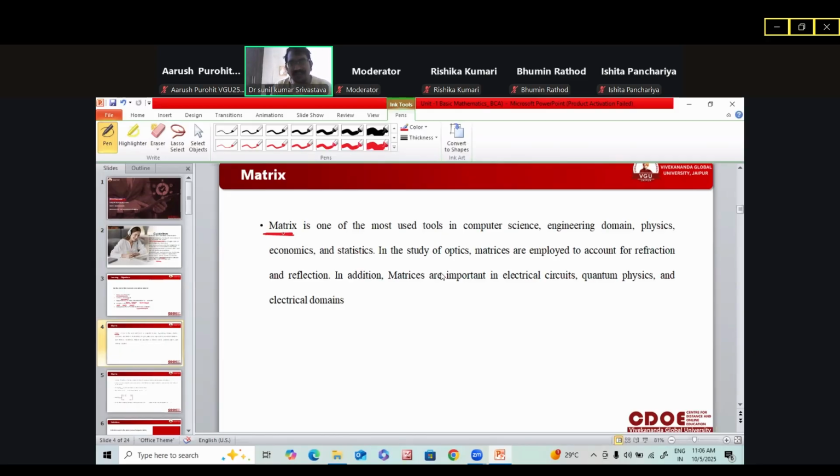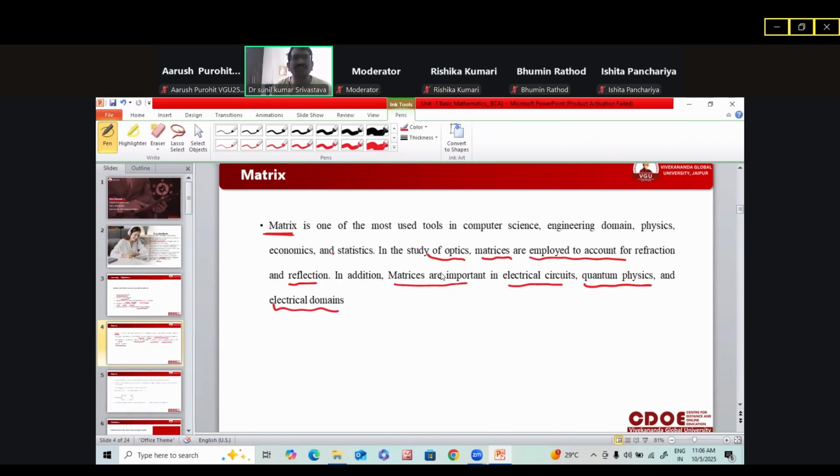You can apply different types of situations and frame problems related to that. In the engineering core branches, you can have great applications. You can work out financial statistics and financial mathematics. You can also use it in finding solutions of differential equations. It is also used in the study of optics, where matrices account for refractions or reflections. In addition, matrices are an important part of electrical circuit designing, quantum physics, and the electrical domains. But this is the overview.